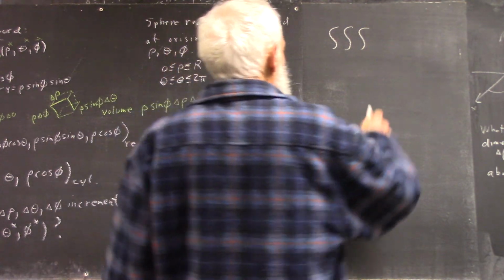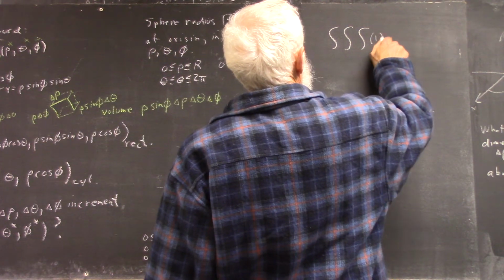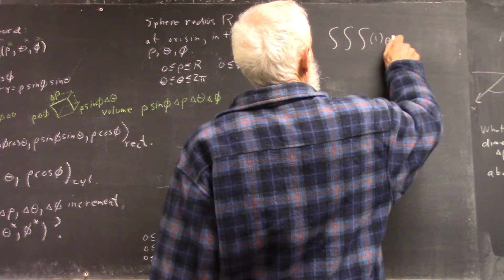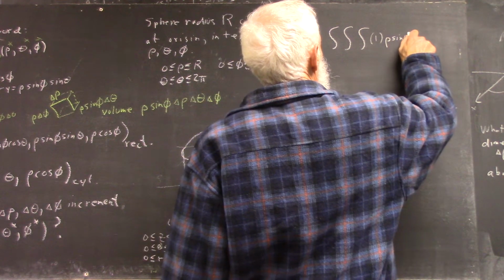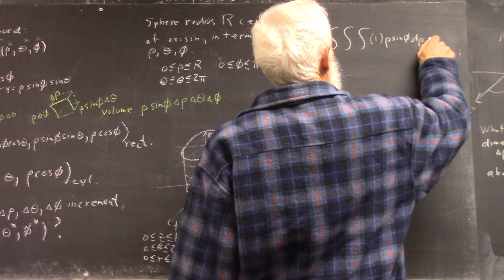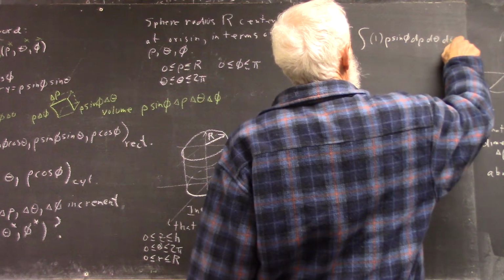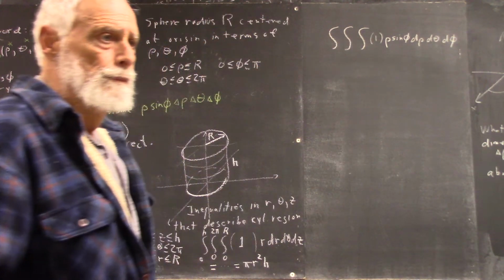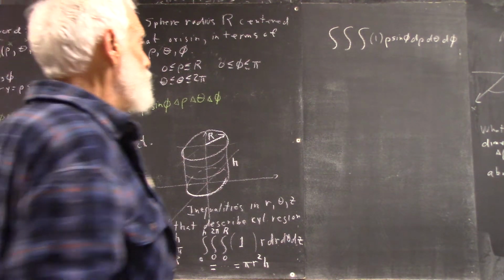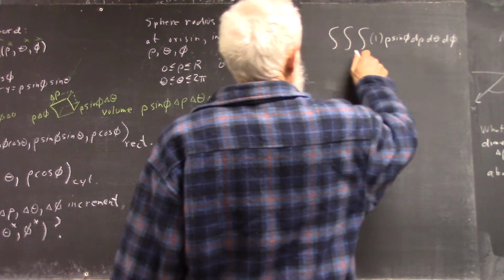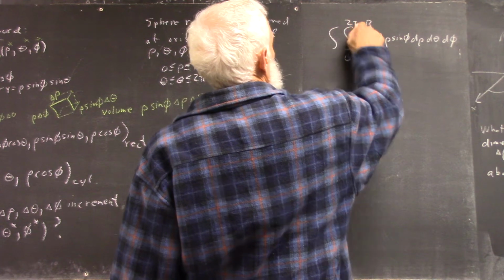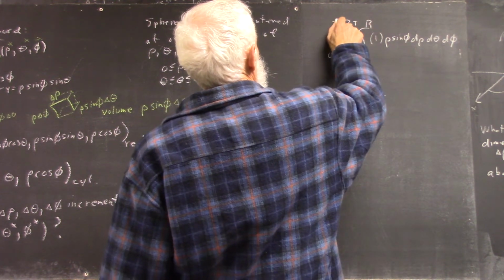Well, you're going to just integrate, again, 1. And your volume increment is rho squared sine phi d rho d theta d phi. Okay? So, what are your limits in rho? Well, it's 0 to big R. Your limits in theta are 0 to 2 pi. Your limits in phi are 0 to pi.